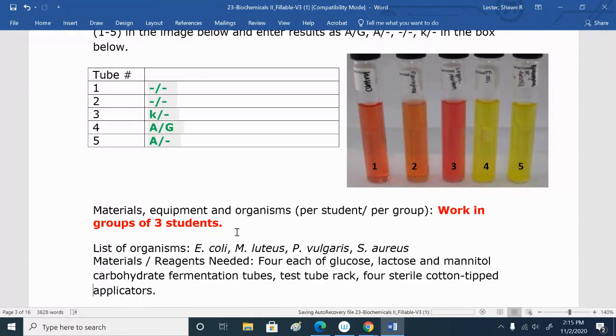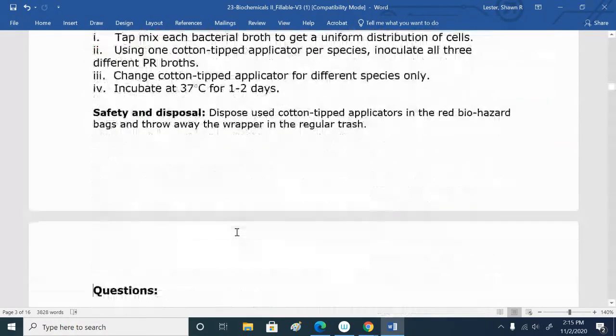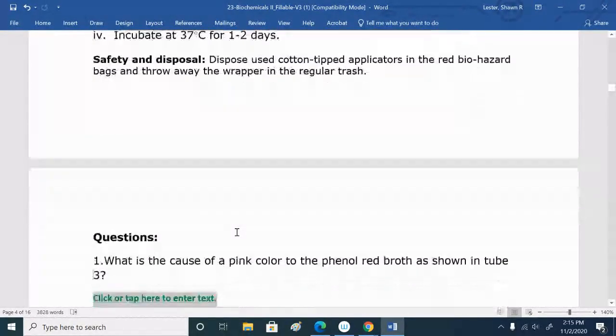Okay, so that was carbohydrate fermentation. And of course, when you were finished with your swabs, you had to put them in the biohazard bags, right? So we could sterilize them.